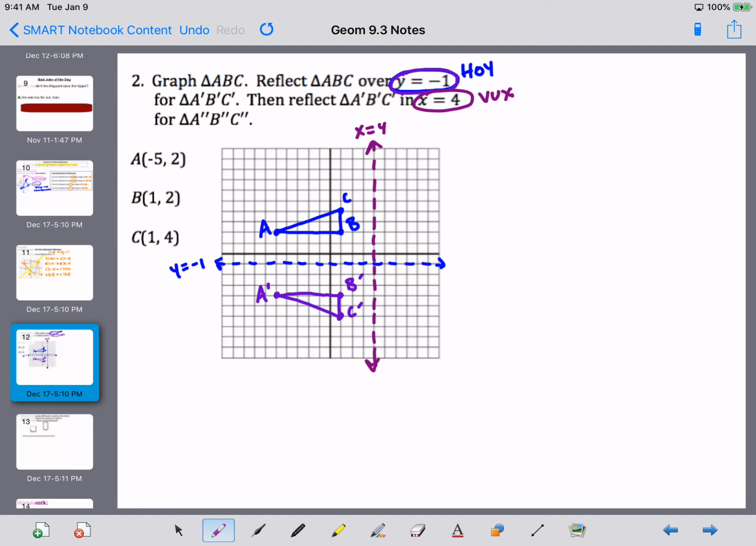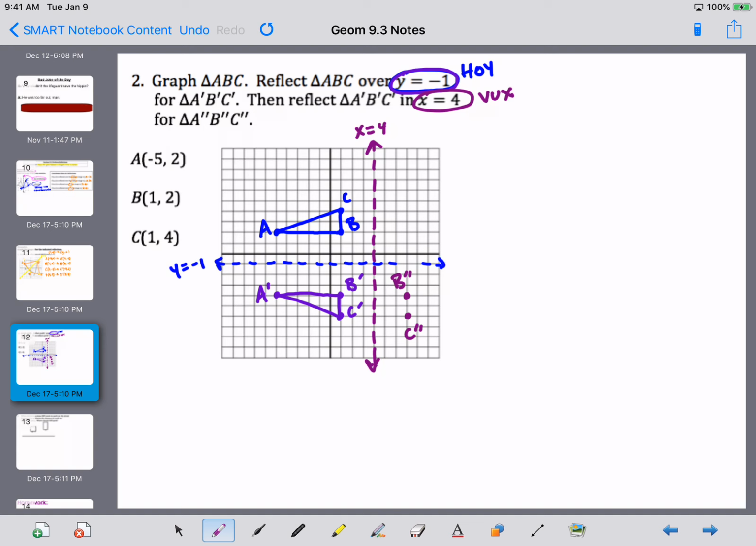So C prime was 3 to the left of that line. So C, we'd call that C double prime, is 3 to the right. Same with B, it was 3 to the left. It's going to be B prime prime. It's going to be 2 dashes there.